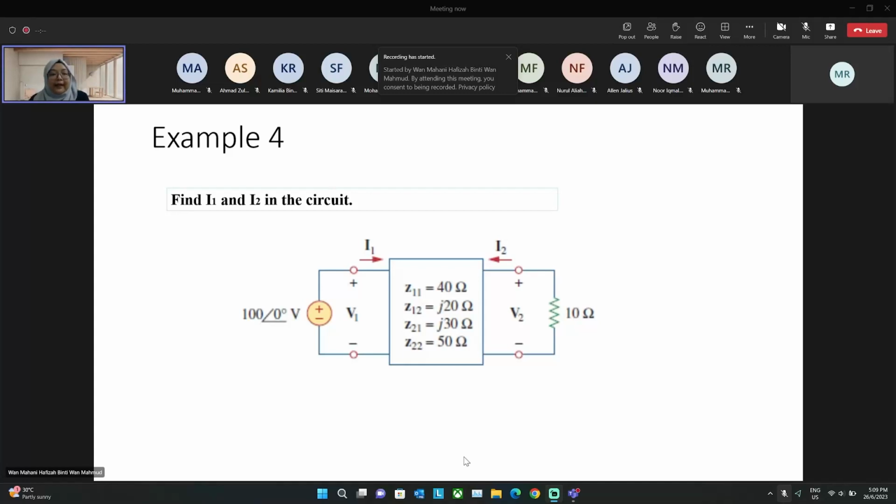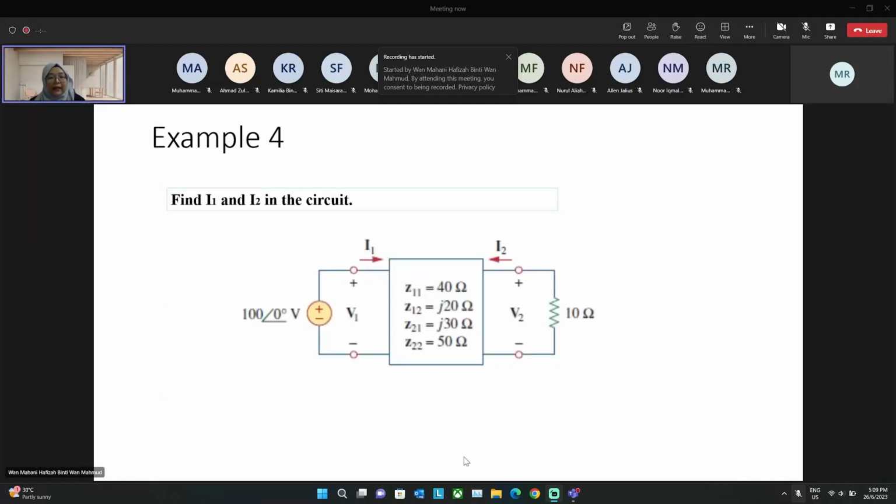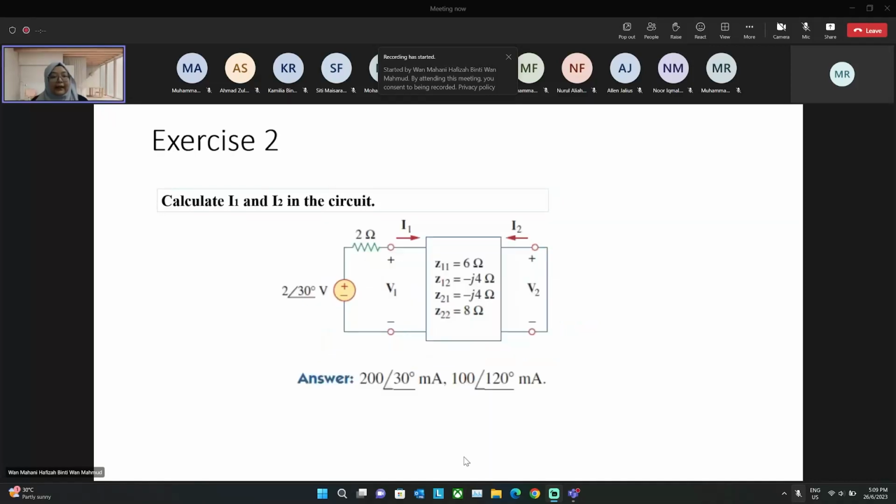Semalam kita stop sampai example 4 ni kan. This is another type of question yang boleh ditanya. Other than dia bagi contoh macam ni, kita boleh juga dapat soalan dia bagi macam ni. Ini maksudnya dia dah bagi parameter. Kalau yang soalan sebelum ni, dia bagi circuit, dia suruh kita cari parameter. Okay, so sekarang ni parameter dia dah bagi. Cuma usually sama ada dia minta kita kira V ataupun I lah. Itu je beza soalannya.